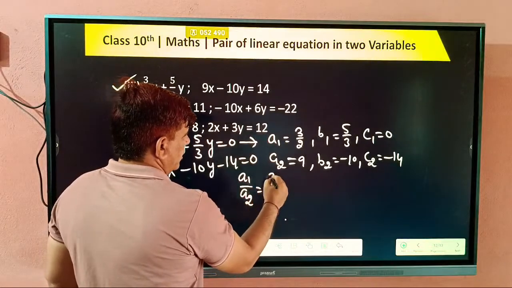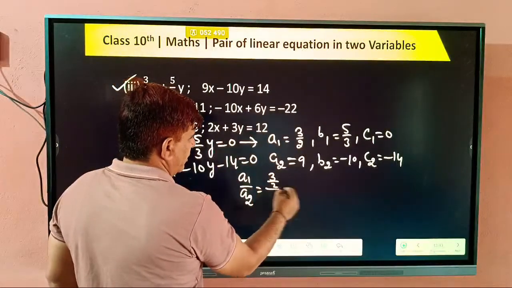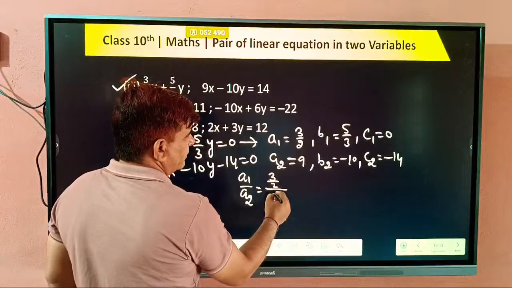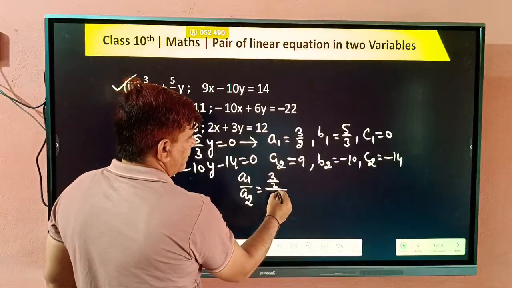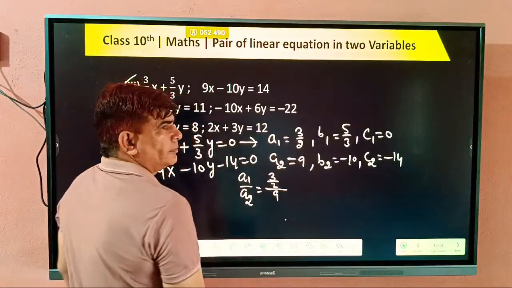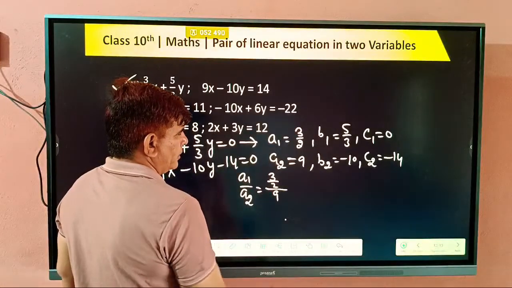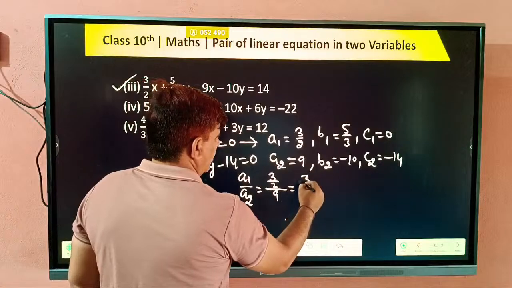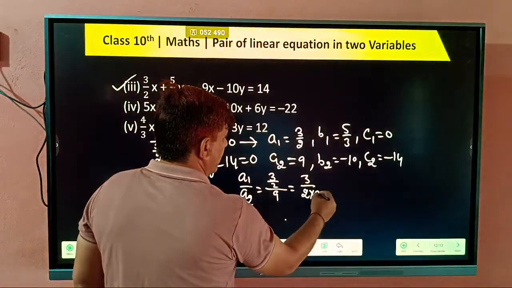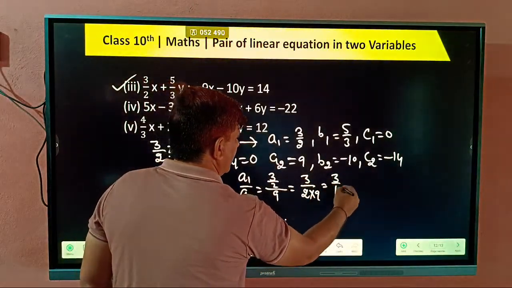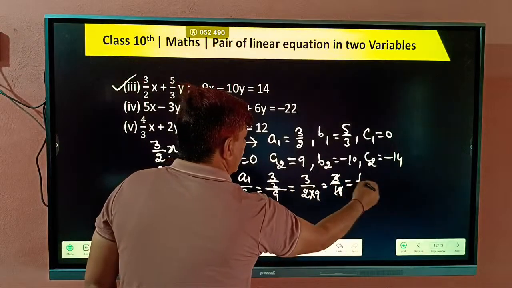3 by 2 divided by 9. So how can you write? This is equal to 3 by 2 into 9, meaning 3 by 18. If you cancel, 1 by 6 comes.